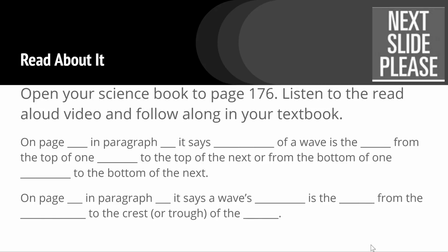That means that as a wave travels through water, the water moves up and down, but it doesn't move in the direction of the wave. The wavelength of a wave is the distance from the top of one crest to the top of the next, or from the bottom of one trough to the bottom of the next. A wave's amplitude is the distance from the midpoint to the crest or trough of the wave.